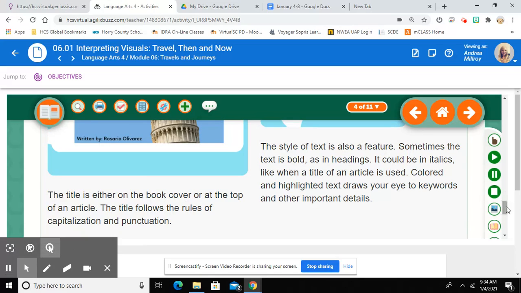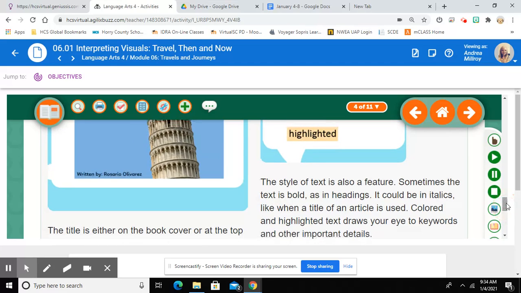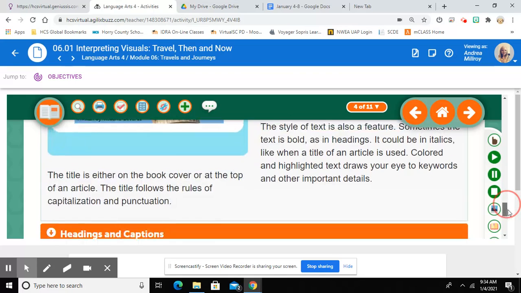The style of the text is also a feature. Sometimes the text is bold, as in headings. It could be in italics, like when the title of an article is used. Colored and highlighted text draw your eye to the key words and other important details.